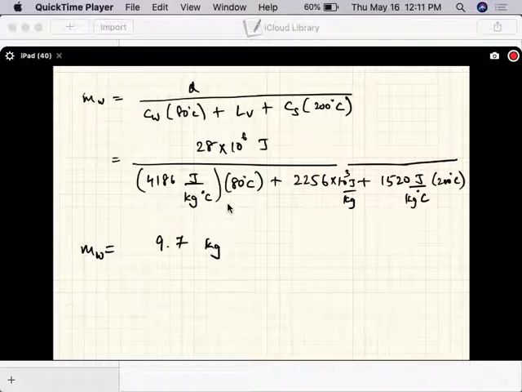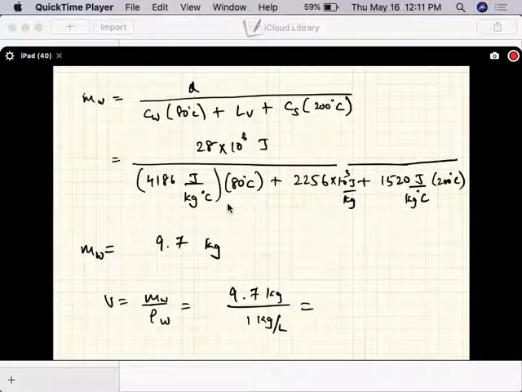9.7 kg, and so the volume is the mass of water divided by the density of water. The mass is 9.7 kg, and the density of water is 1 kg per liter. So 9.7 liters of water.